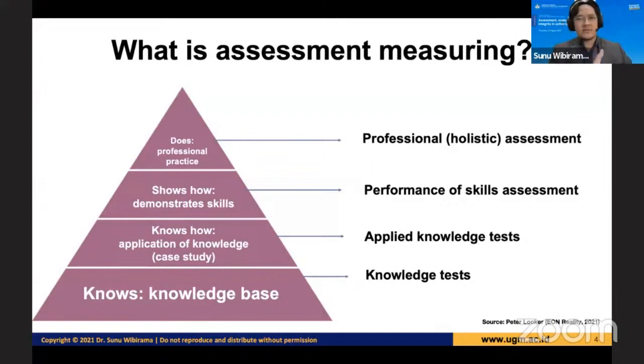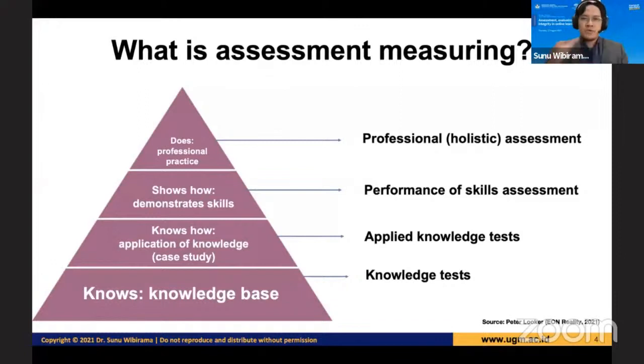And if you want to assess application of knowledge, then you have to create assessments so that students can apply the knowledge they get from the class. And then, of course, some courses try to assess demonstration skills. So you have to develop assessments to know whether the students can perform well on the skills that they have learned in the class.